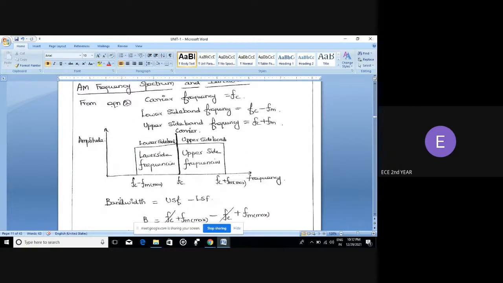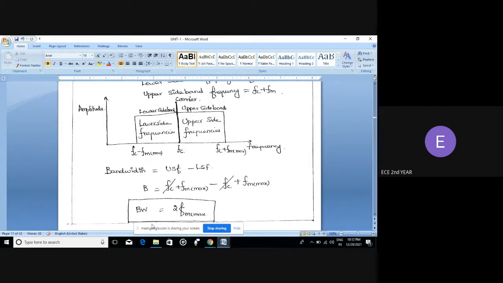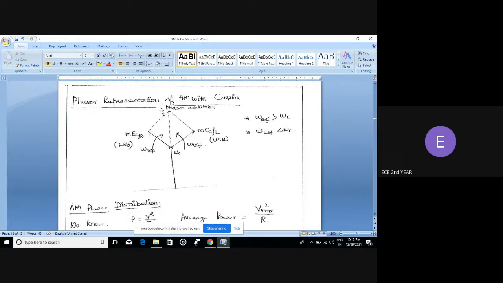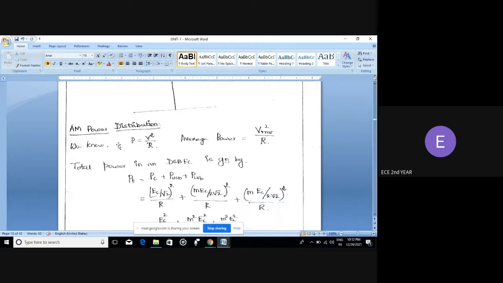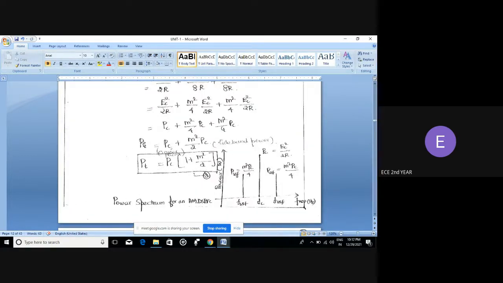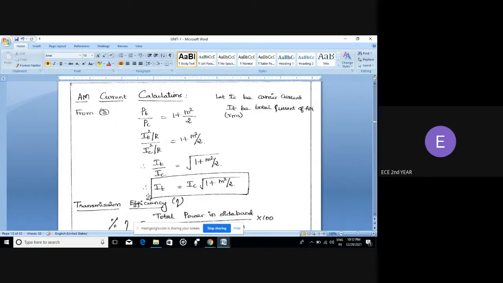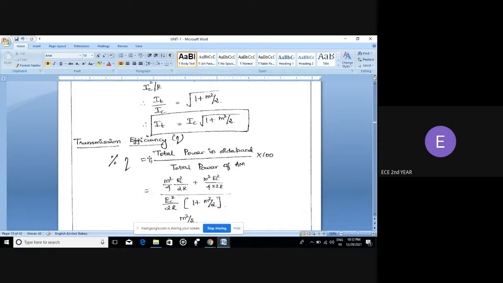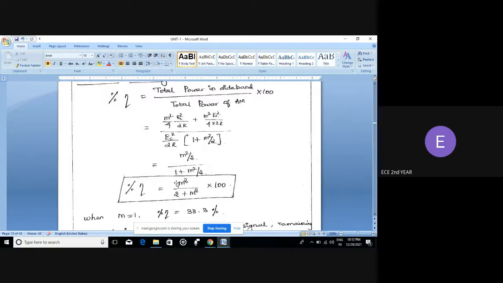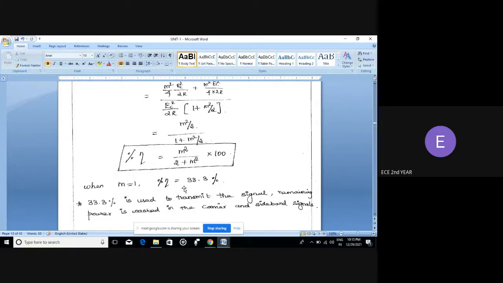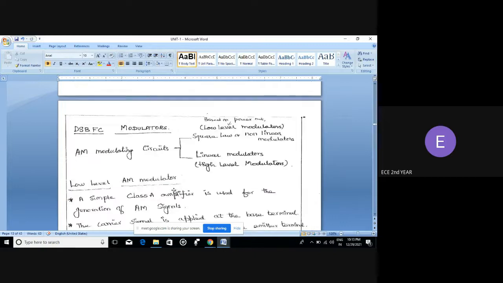Okay, next we represented the frequency spectrum of the AM wave here, which has a lower sideband and an upper sideband, and now we can calculate the bandwidth for that. And then the phasor representation is explained here, and then how to calculate the total power of the AM wave, and how we can calculate the total current in the AM wave, and finally the transmission efficiency. For the typical value m equal to 1, what is the percentage of efficiency in AM modulation is explained.